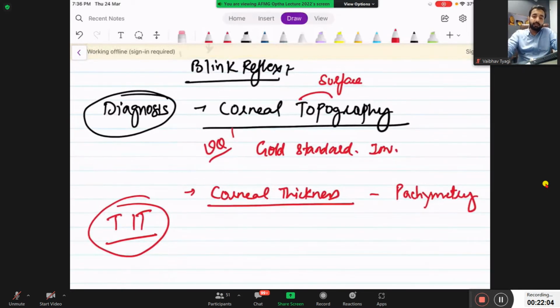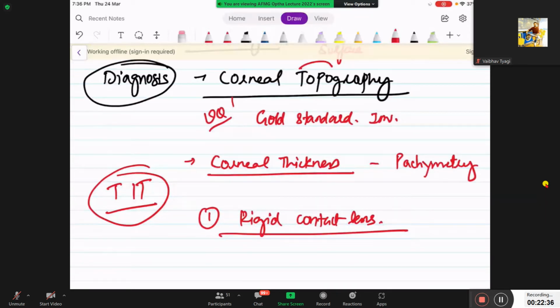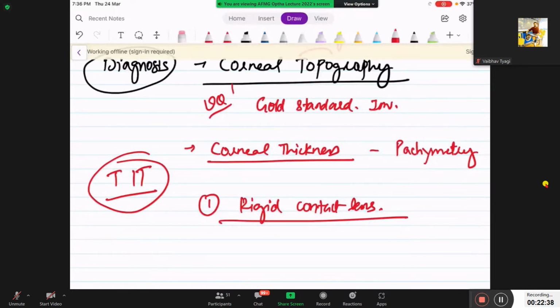Now, there are certain methods by which we can decrease the progression of this disorder. Write down the treatment options. First treatment option, we can prescribe rigid contact lenses to the patient. But what we see in the clinical setup, the patient is not very happy with the contact lenses because the curvature of the cornea is constantly changing. So the patient is not very comfortable and complains of watering and foreign body sensation. But still, it is a treatment option.